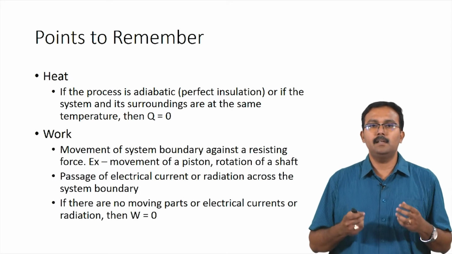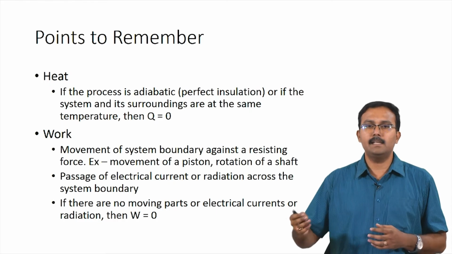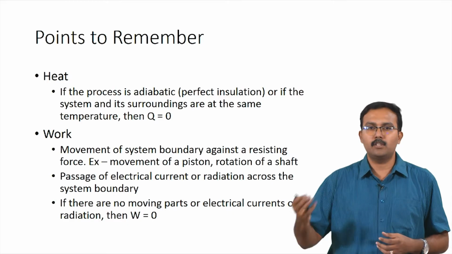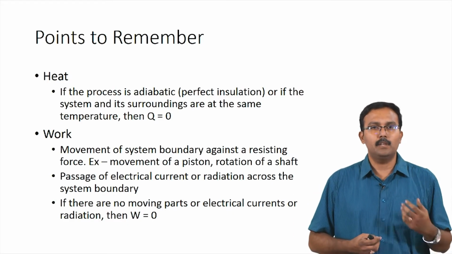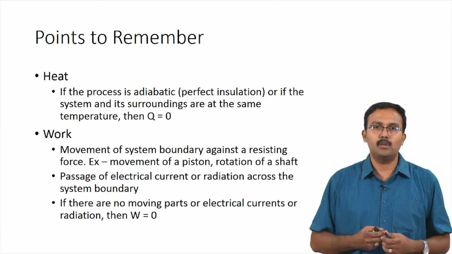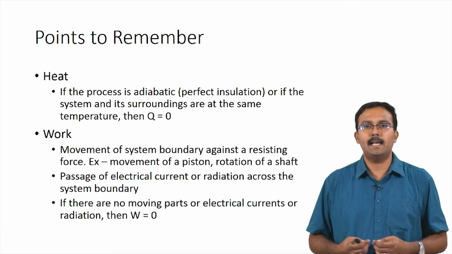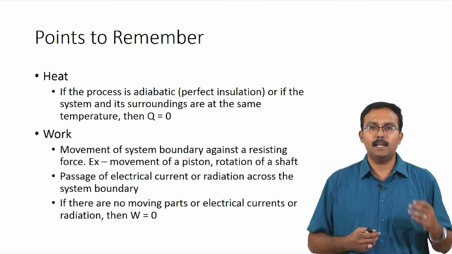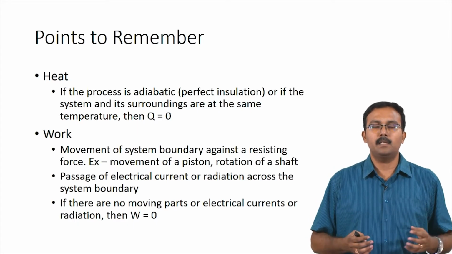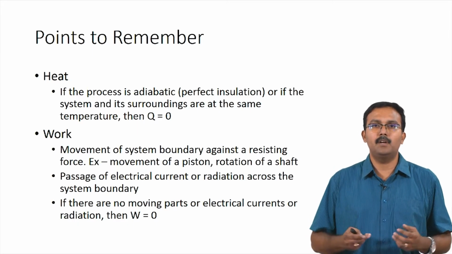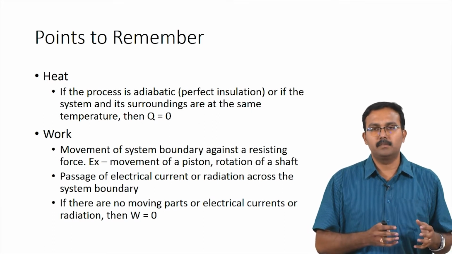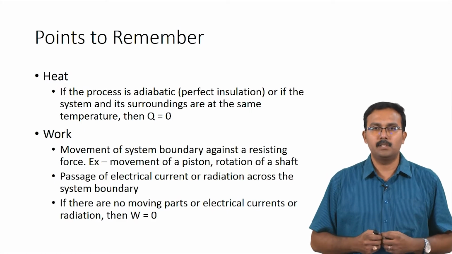Work is basically the movement of the system boundary against a resisting force. This could either be movement of a piston or rotation of a shaft and so many other things. You can also have passage of electrical current or radiation across the system boundary, which can also cause work. As I had already mentioned in the last lecture, we will not be looking at electrical energy as part of this course. As chemical and biochemical energies are primarily governed by thermal and mechanical energies, we will focus our goals and calculations within those parameters.